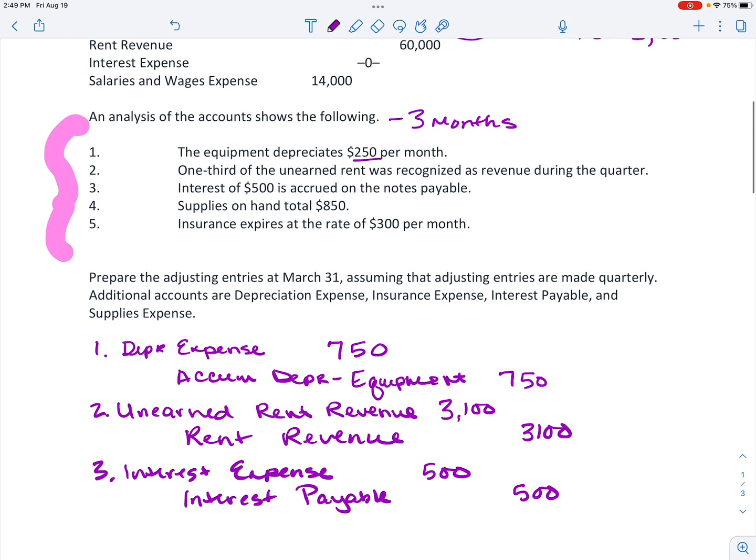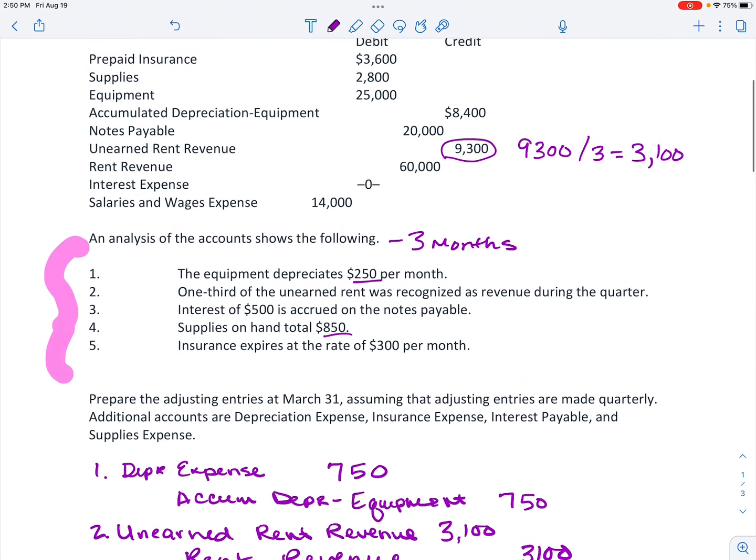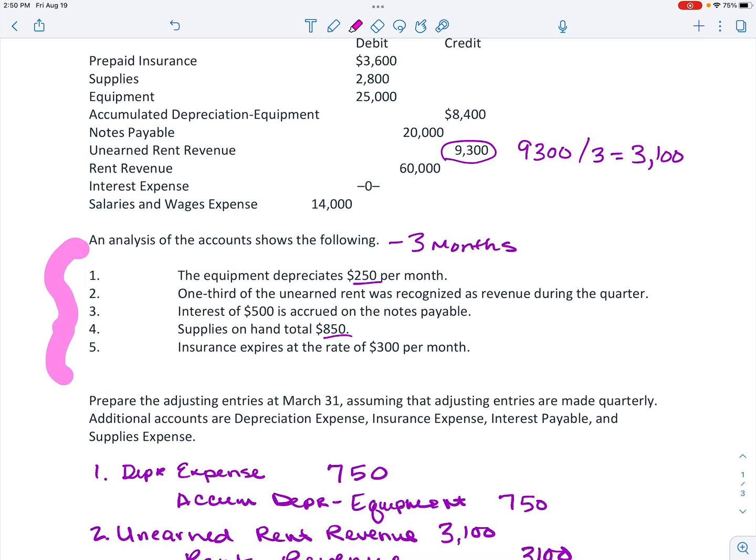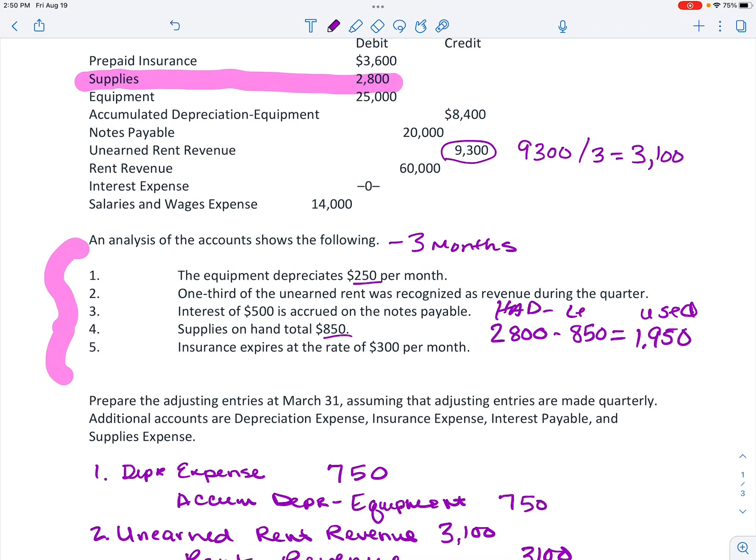Looking at number 4, we're going to have to do a little bit more math here. It says supplies on hand equal $850. Remember, that's how much we have left. So we have to start with the amount that we had at the beginning, which is $2,800. That's how much we had to start with. We have $850 left, which means what we used, if I do my math right, should be $1,950. So this is what we had, this is what was left, and that equals what was used.